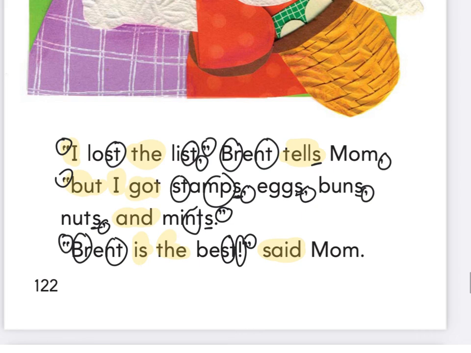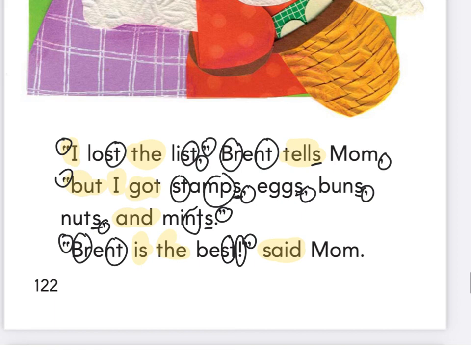Let's read together. Put your finger under the word I. Ready? Ready and read. I lost the list, Brent tells Mom. But I got stamps, eggs, buns, nuts, and mints. Brent is the best, said Mom.